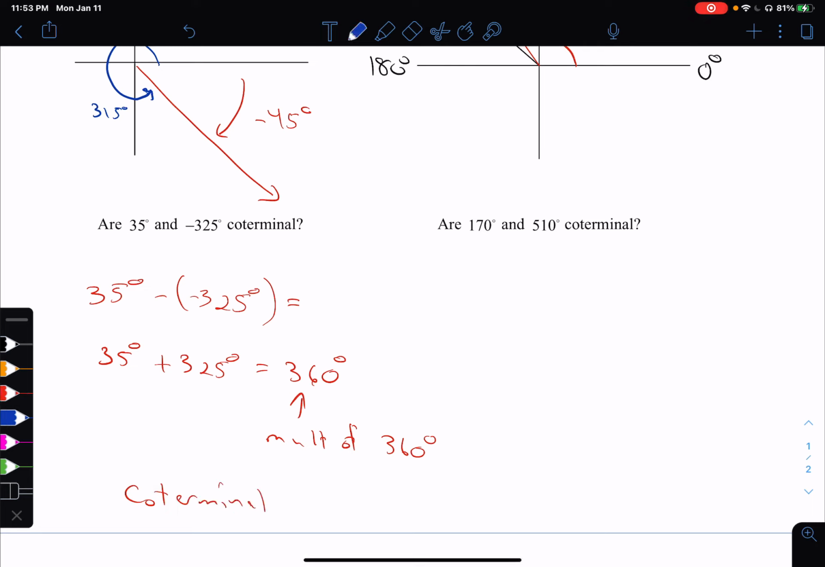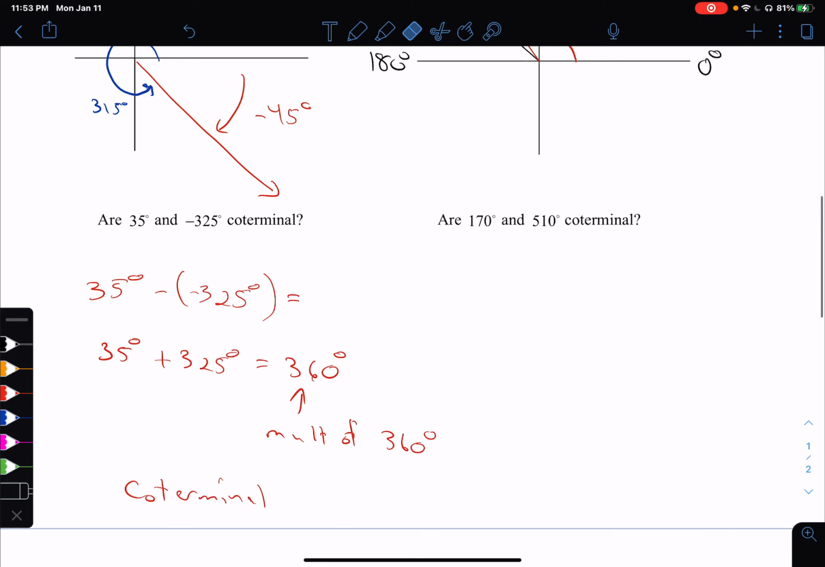Then, are 170 and 510 coterminal? Well, here we're going to subtract. And I typically choose the one that's more positive. 510 is larger than 170. Over here on the previous one, 35 is larger than minus 325. The reason why I do that is just my math OCD, because when you take something larger and subtract something smaller, you get something positive. I could easily work with something negative, but it just soothes my math OCD to deal with something positive.